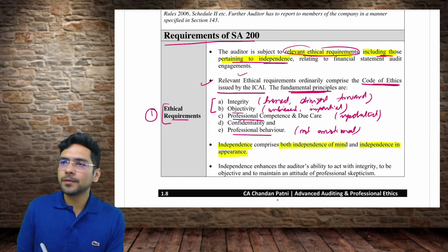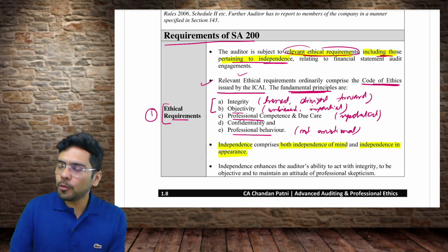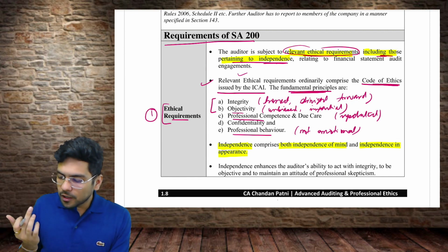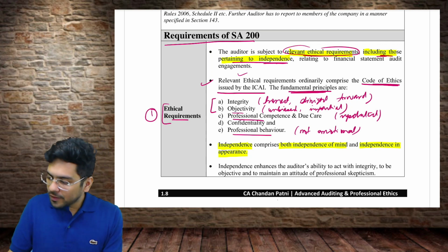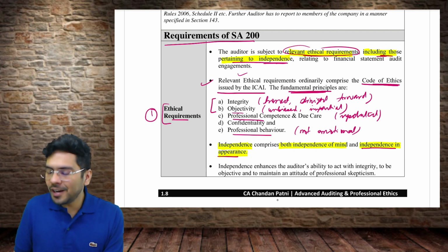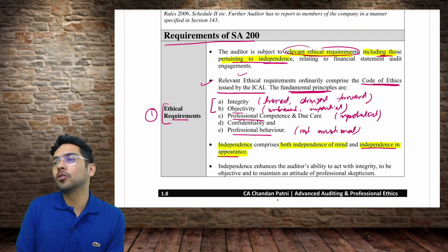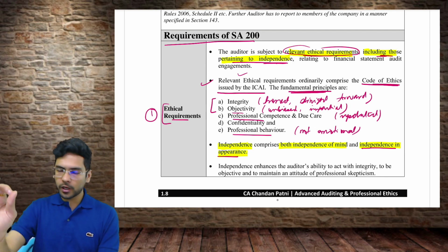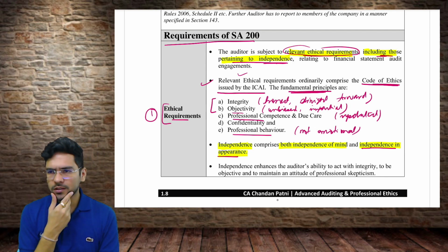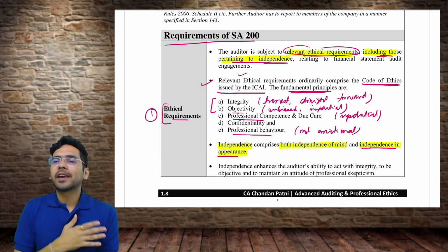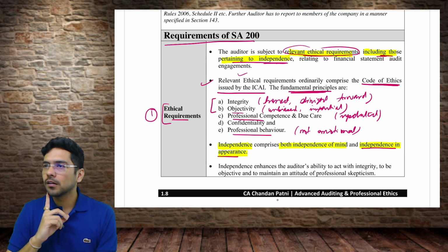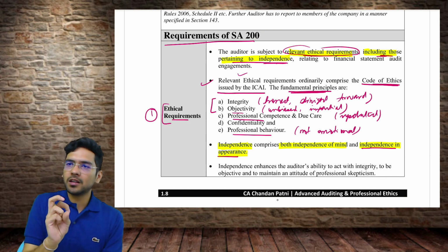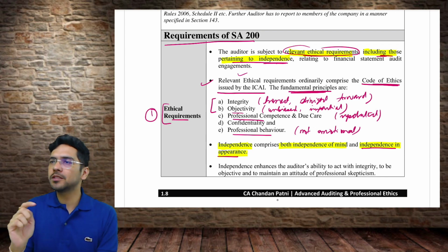Now what does this mean? When I talk about independence, it's not just that you have to be independent as per law, but you should appear to be independent in the eyes of third parties also. Now I just want to discuss one scenario. Let's say, can I accept the audit of a company in which my father is a director? No. Why? Because father is a relative as per the definition of the Companies Act.